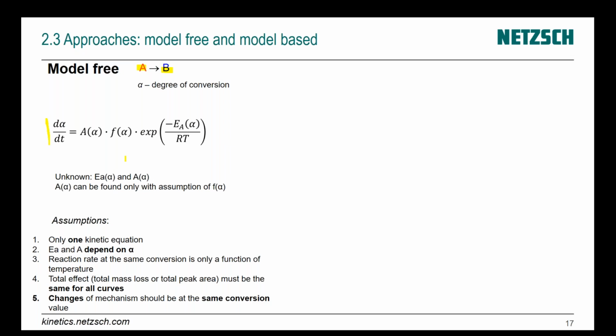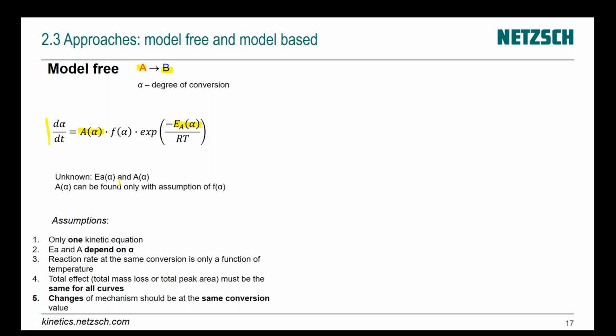Sometimes at the beginning of the reaction, activation energy has one value. At the end of the reaction, activation energy has another value. So the process is more complex than just A goes to B. And in this model-free approach, it was assumed that the value of activation energy depends on conversion. So at the beginning, it could be one value. At the end of the reaction, it could be another value. The same with the pre-exponential factor.